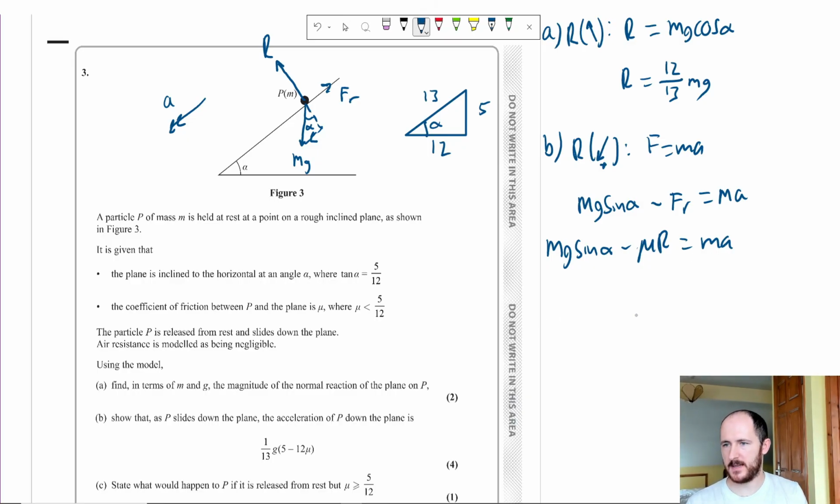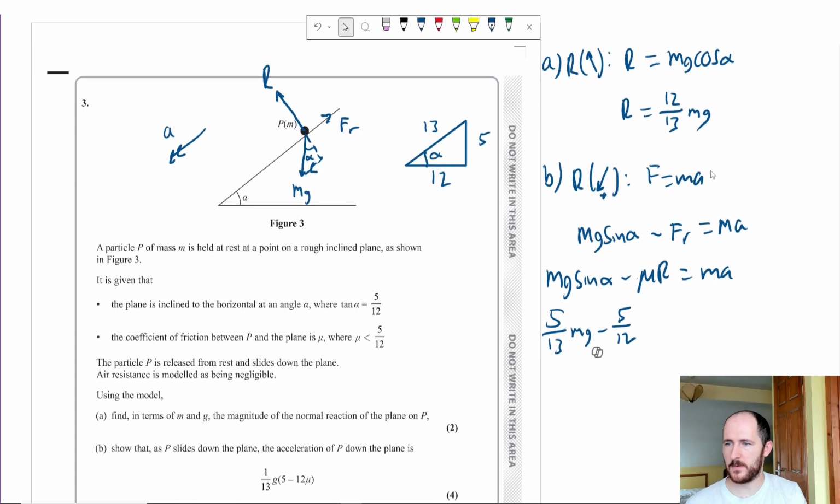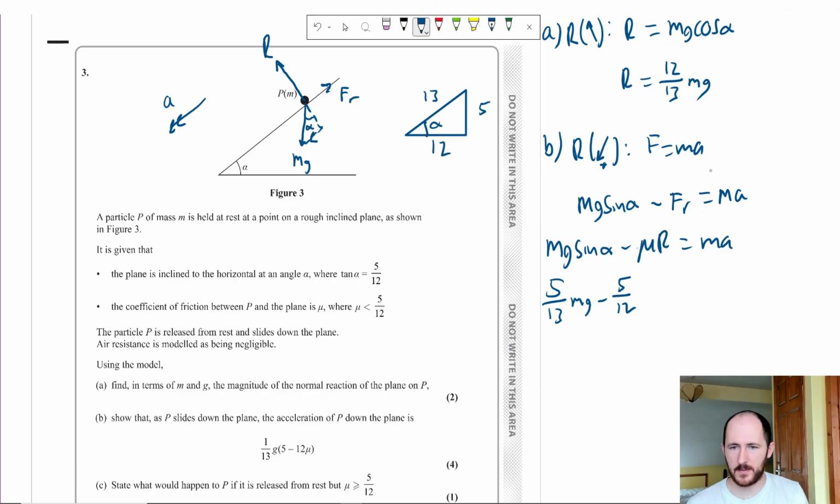So we get mg sine alpha. Sine alpha will be opposite over hypotenuse, so 5/13 mg, minus mu, which is 5/12, R, which is 12/13 mg. Actually, no, they want us to leave it in terms of mu. There you go. Okay, good. We don't need to actually use that value. That's perfect. Minus mu times 12/13 mg from part A equals ma. So now I can divide through by m.